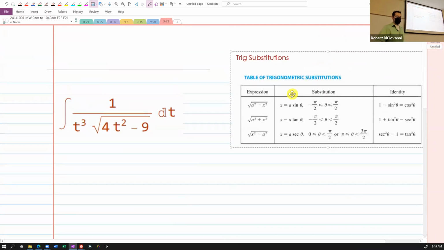All right, so for this problem, one difference you'll see right away is I'm using a different variable. That's just because we don't always have to use x; we can use different variables. So we have the integral of 1 over t cubed times the square root of 4t squared minus 9 dt.